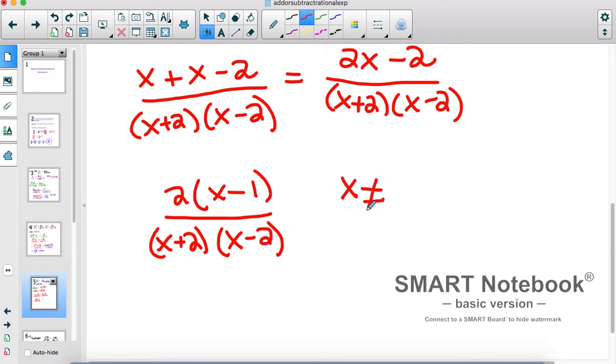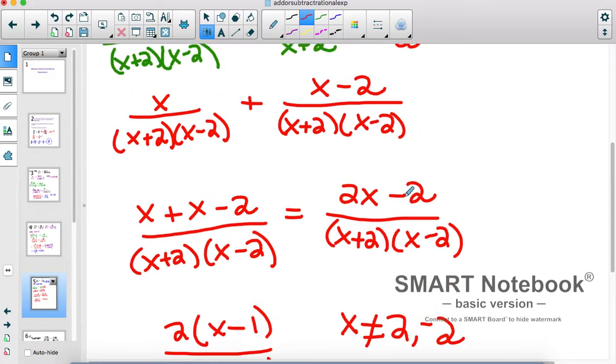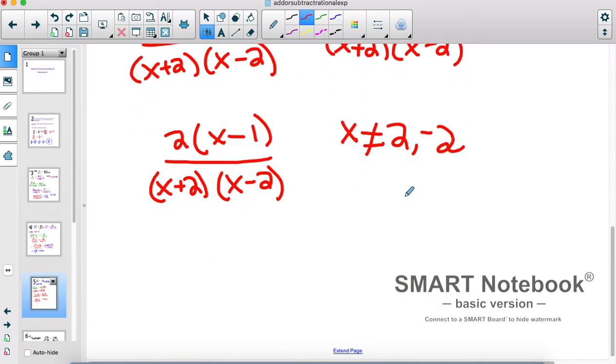Let's do our restrictions. So from here, 2 and negative 2. So 2 and negative 2, and it looks like that's it, right? So this is our final answer, including the restrictions. Guys, please don't forget to write your restrictions, okay? Very important.